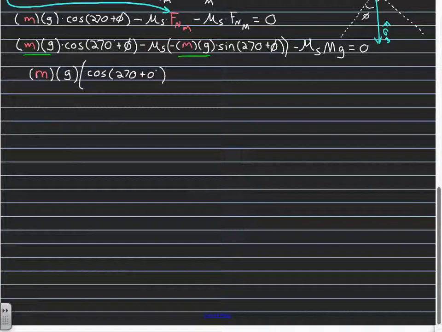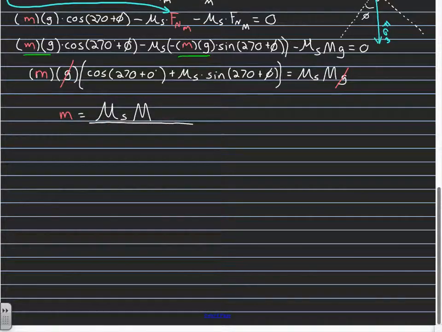Now, you think we should write a minus there, but there's another minus in that equation, so it becomes a plus coefficient of static friction times the sine of 270 plus theta. And then we got to finish it out with another big parenthesis. And that's all going to equal the coefficient times big M times G. Now we can divide by all of this except for M, and the G's cancel, which is cool. So we're left with m is equal to the coefficient of static friction times the big mass divided by cosine of 270 plus theta plus the coefficient of static friction times the sine of 270 plus theta.